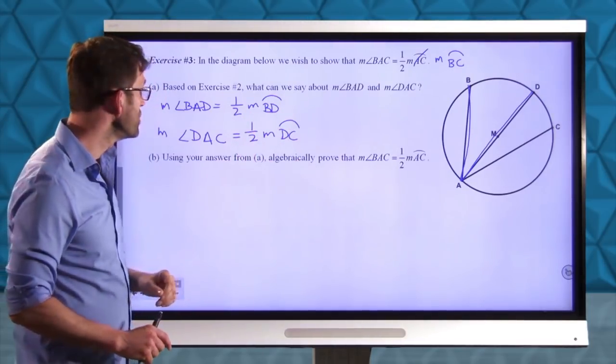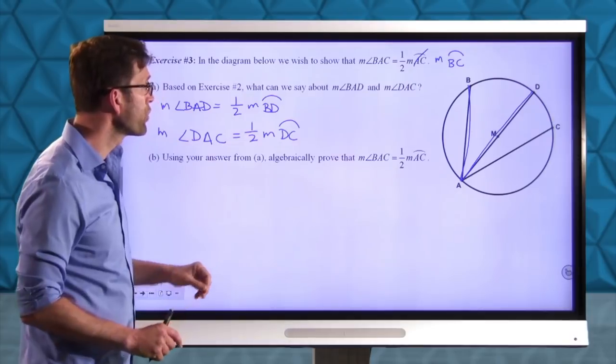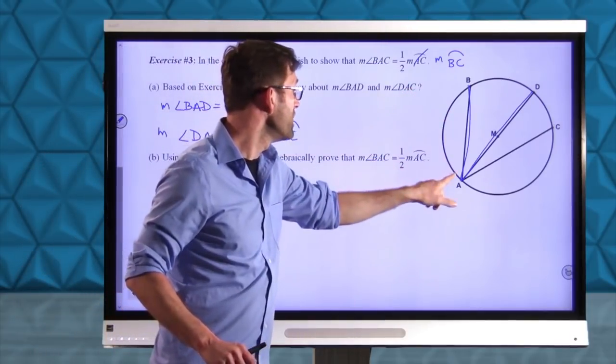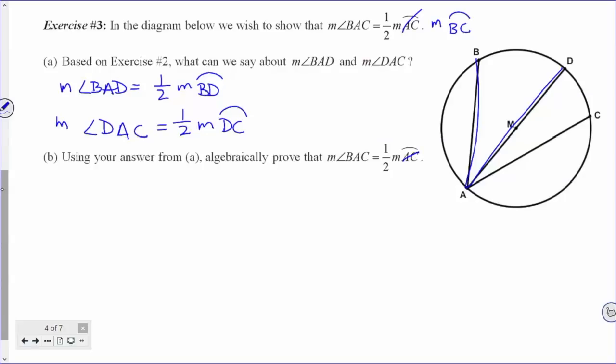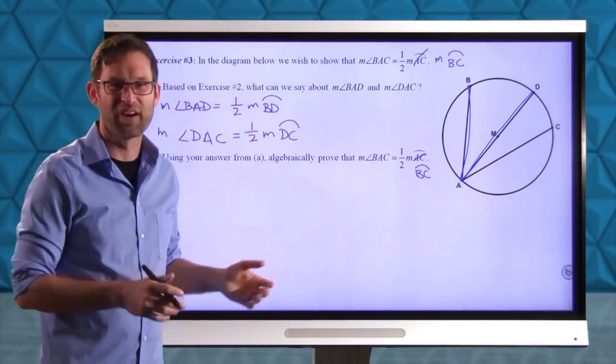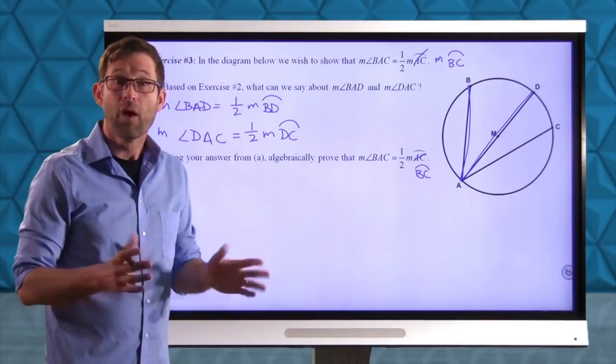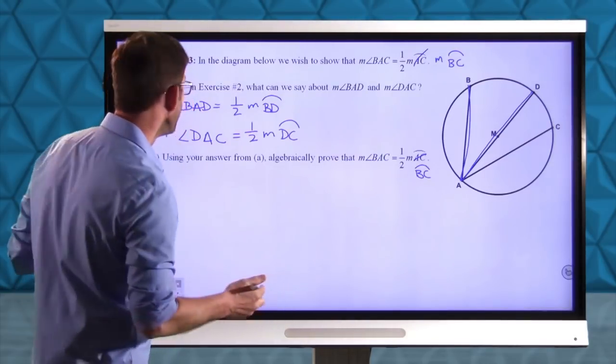Now, letter B says, using your answer from A, algebraically prove that the measure of angle BAC is 1/2 the measure of arc BC. You'd think I would have caught it the second time, I didn't. All right, well, how do we do that? It's kind of cool, right?